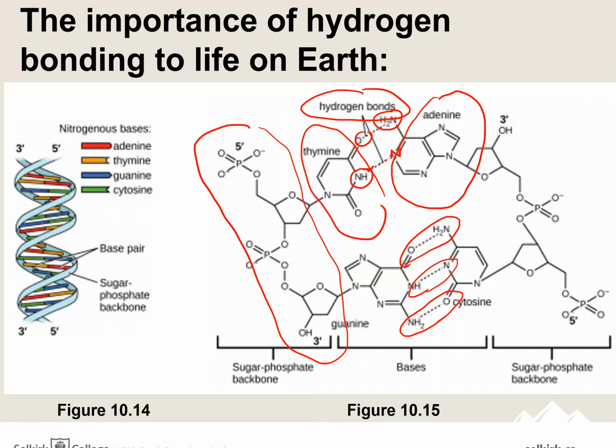By the way, if you wondered why A always goes with T and C always goes with G, it's because the shapes of those molecules are exactly right to let the groups that want a hydrogen bond together be close enough to do that. Nature is astounding. So DNA is one good example of the importance of hydrogen bonding.